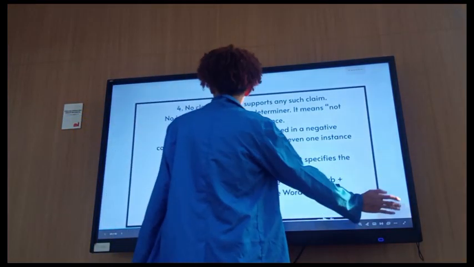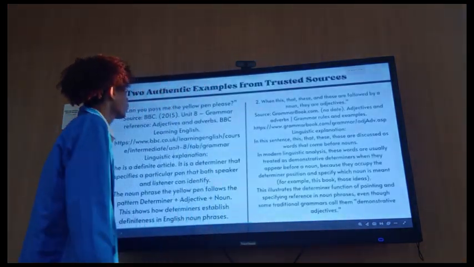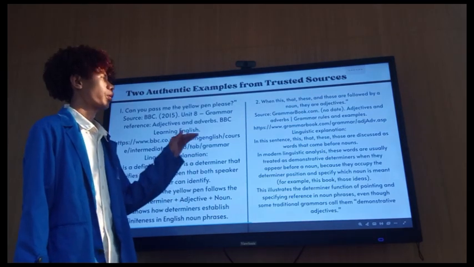Next, two authentic examples from the course.